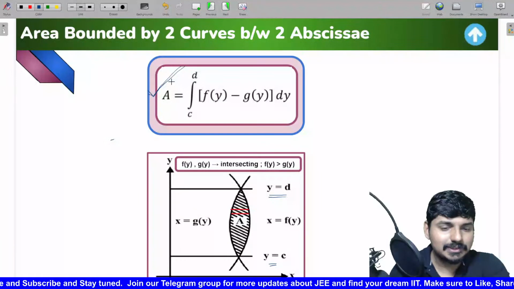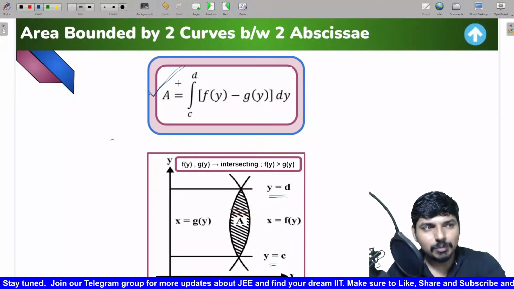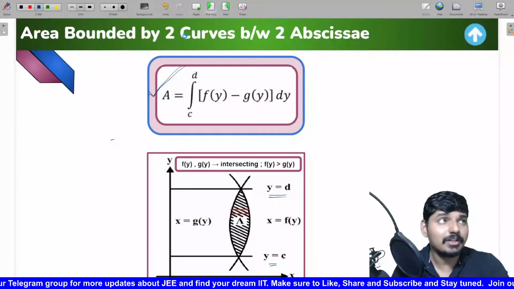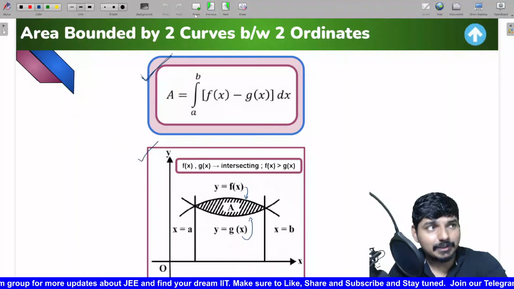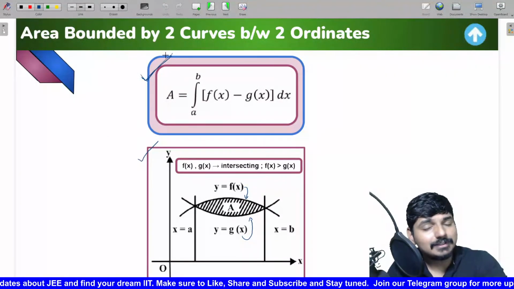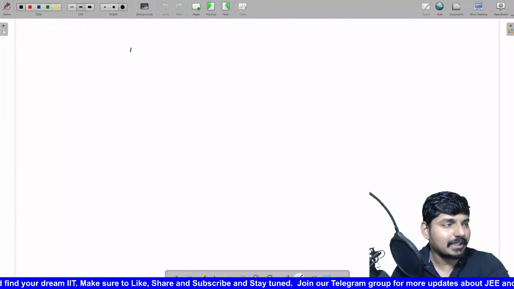Now you might be having this doubt, sir, this is very simple. I mean, this concept is very simple. So what will be the tricky part in this type of concept? Well, everyone look at this particular diagram. You'll get to know what the tricky part in this type of concept is. So everyone, let us see this diagram for that.